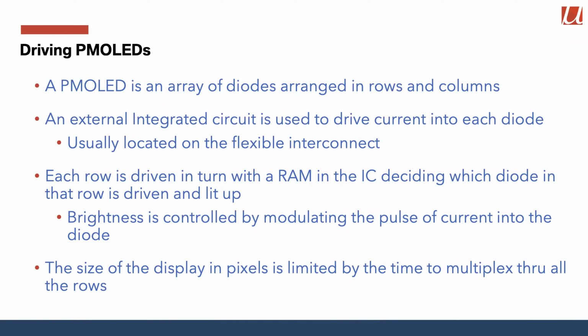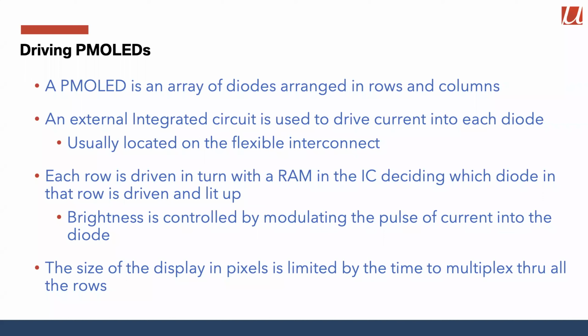So what we have is an array of diodes arranged in rows and columns. The flexible circuit connects those rows and columns up to an external circuit, which has a RAM inside it where you store what you want to display. We start off with the top row of the display, and we drive that low, and then we put a voltage on each of the columns, and by modulating the width of that pulse of current on the columns, we can decide how bright that particular diode in that particular row is going to be in the display.